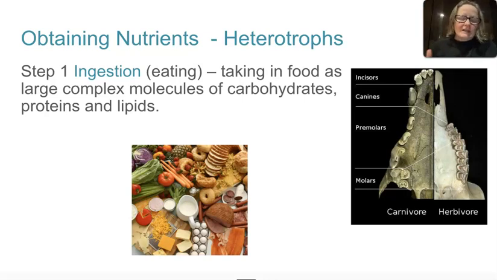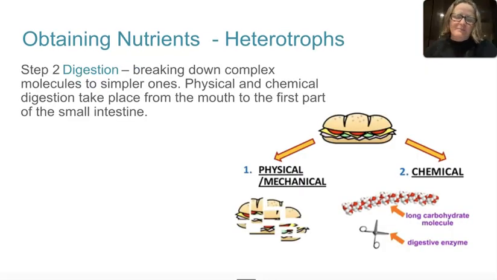So we have to obviously capture our food or collect our food and take in large complex molecules like carbohydrates, proteins and lipids. And then we have to digest them. And this actually means breaking those big complex molecules into smaller, simpler ones that can be absorbed and carried around in our blood.